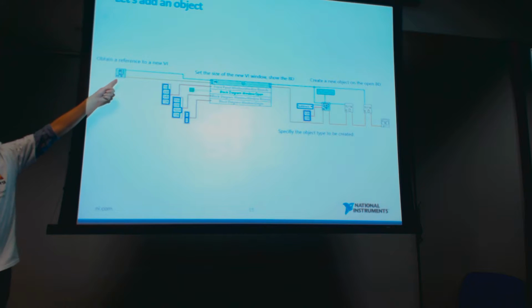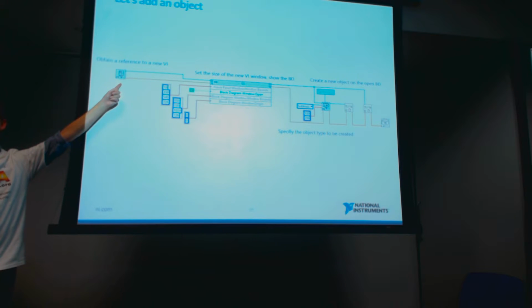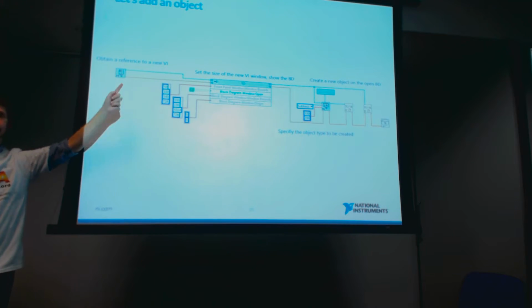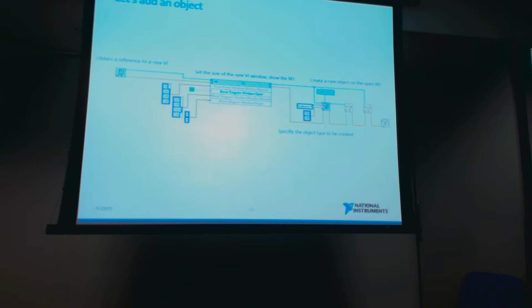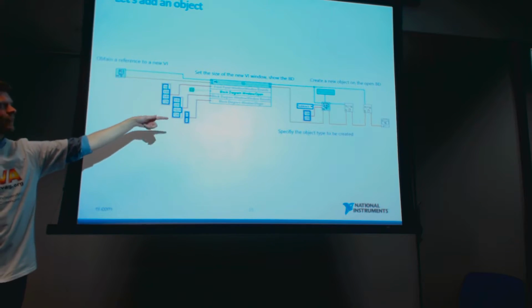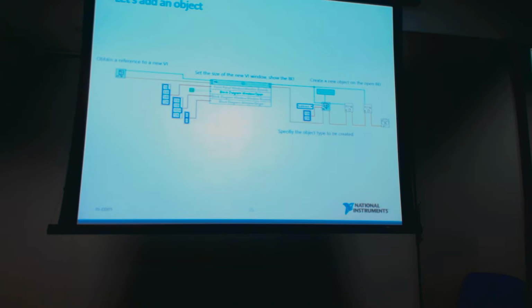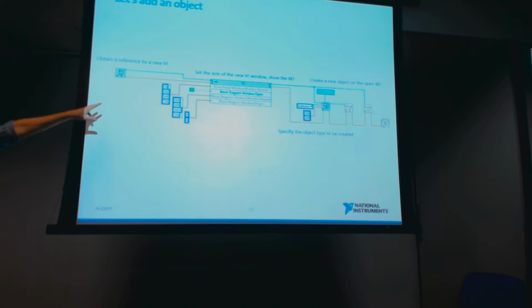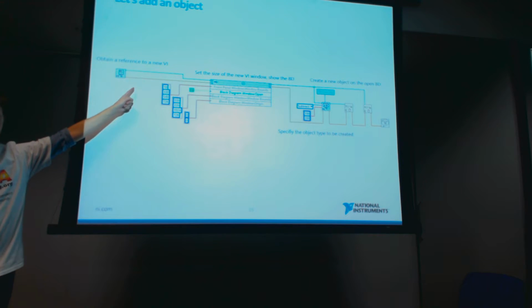So one of the VIs that we have is the New VI object. It's on the palette, we can drop it down, and when we run that VI, it creates a new VI and returns a reference to that newly created VI. Using that reference, we can then set some behaviors on that VI. So I'm using the front panel window bounds, the block diagram window open state, and the size, and I'm sizing and positioning the front panel and the block diagram of the VI that I've just created.